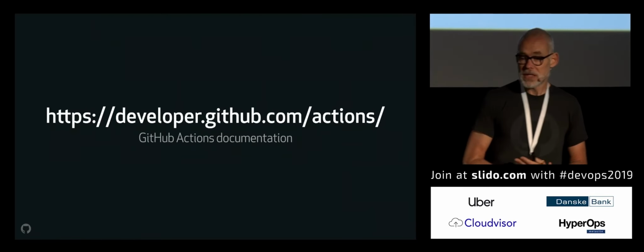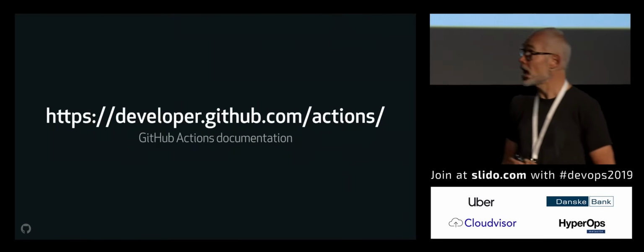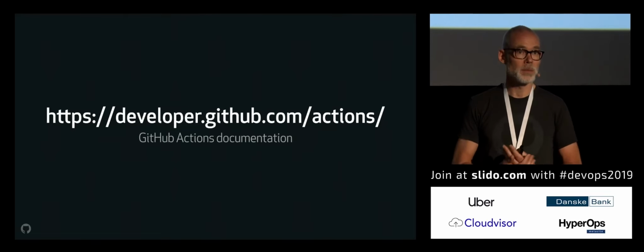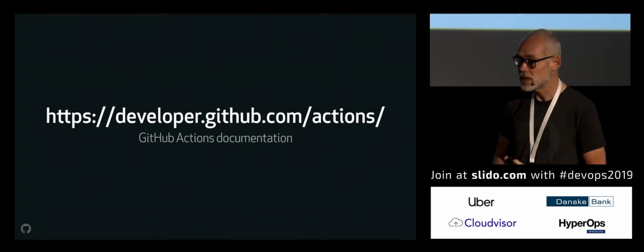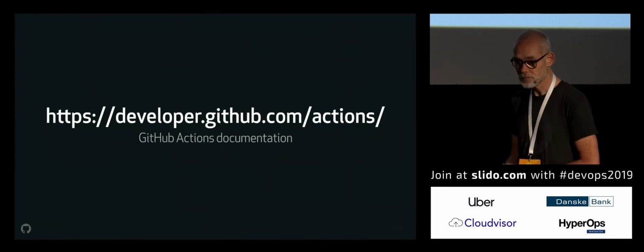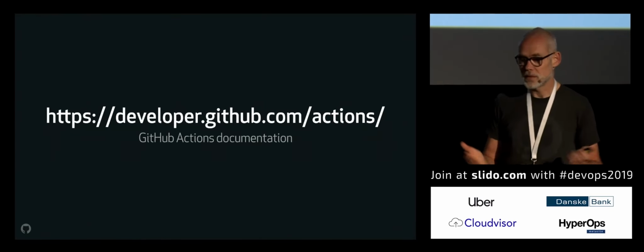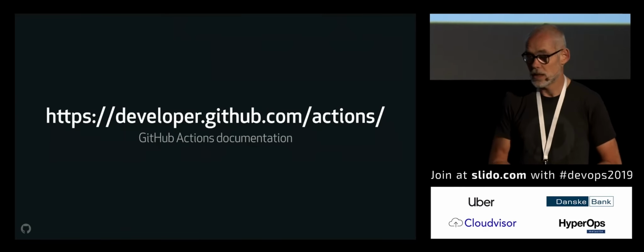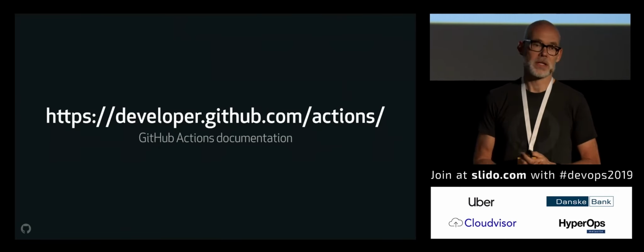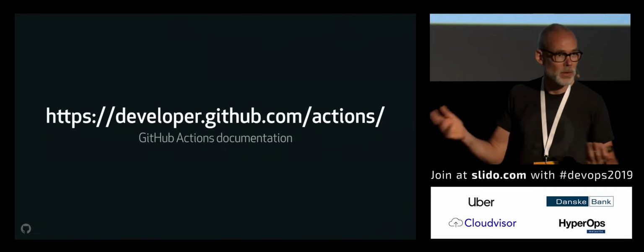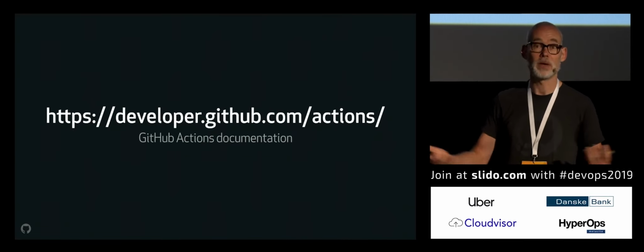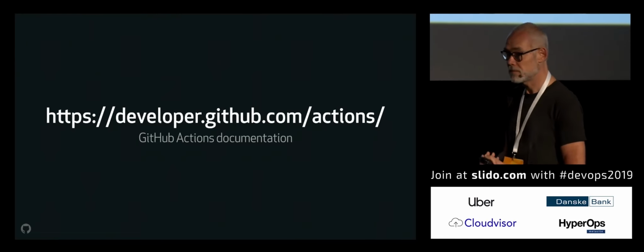The documentation is at developer.github.com/action. There you can find documentation. Again, if you have any suggestions for improvements, feel free to reach out. I think most of the relevant parts are there in order to get started. Of course, it's always a great thing to start with github.com/actions to look at other examples. How are other people building those actions and reusing them?